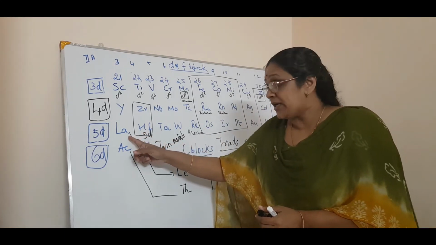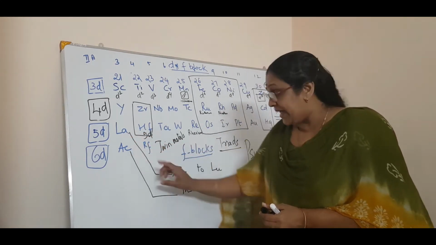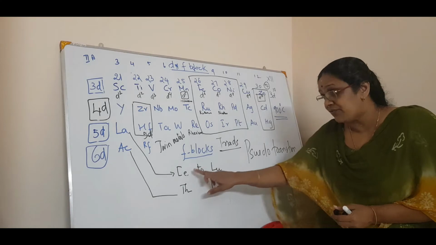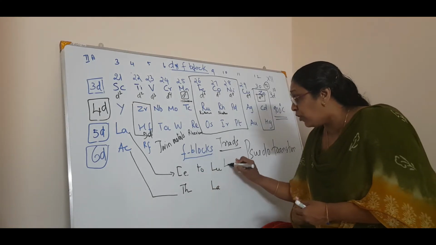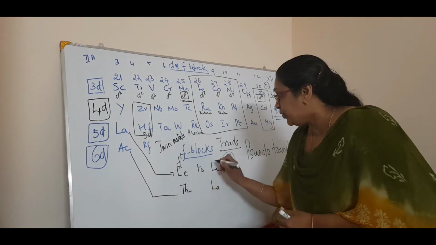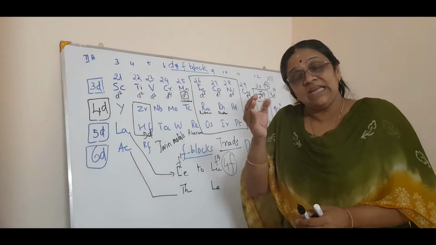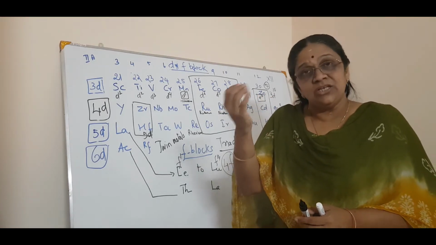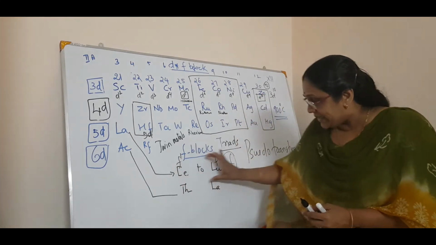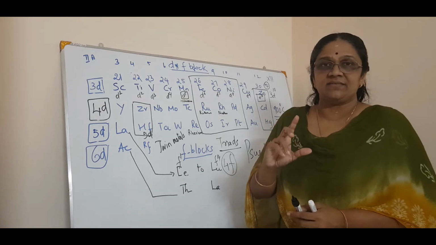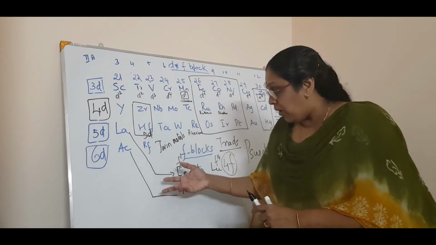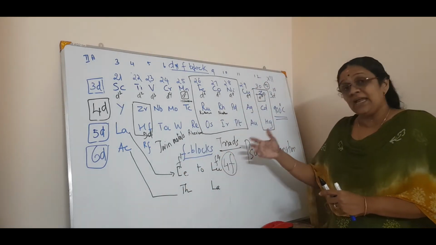So what happens here? After this lanthanum, there are 14 elements, that is from cerium to lutetium. There are 14 elements in which the 4f orbitals are filled. That is 14 elements, meaning f1 to f14. The 14 electrons are getting into the f orbital or the f subshell. So they are called lanthanoids. Why lanthanoids? Because it is starting from lanthanum. After lanthanum, all these 14 elements are a special case.